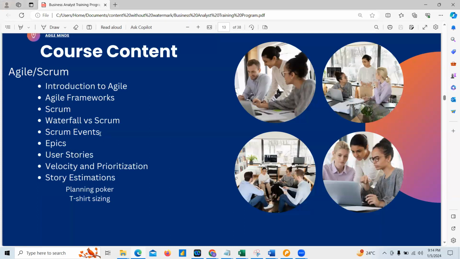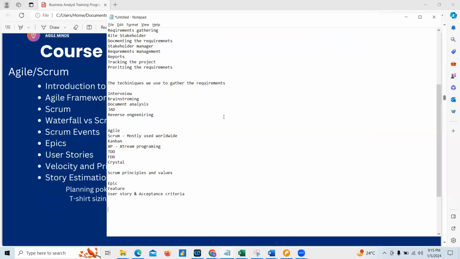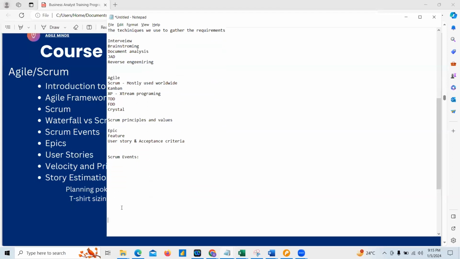And we'll also see Scrum events. Earlier we used to call them Scrum ceremonies, but from 2020, the Scrum Guide changed this terminology to Scrum events. We are no more calling them Scrum ceremonies. Whenever you attend an interview, you should not use the term Scrum ceremonies; to show that you are updated, use Scrum events. What are Scrum events?